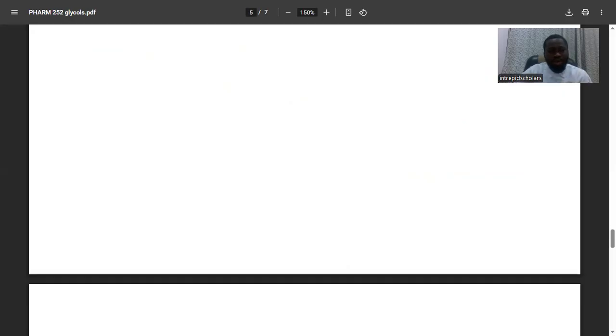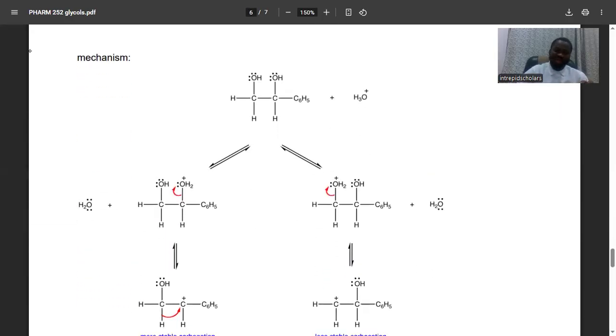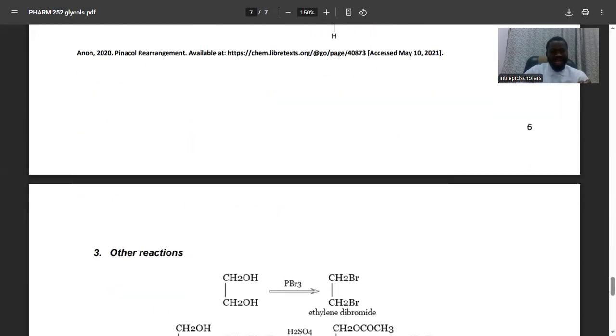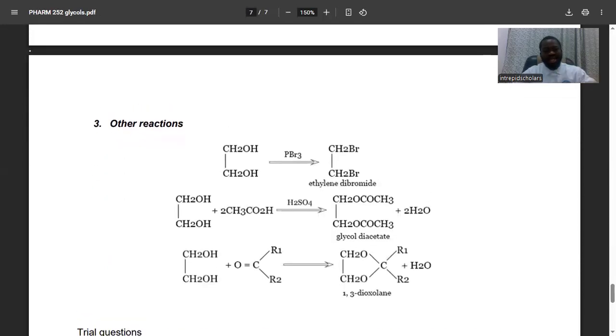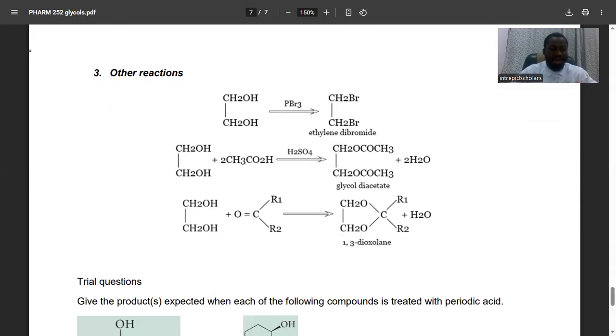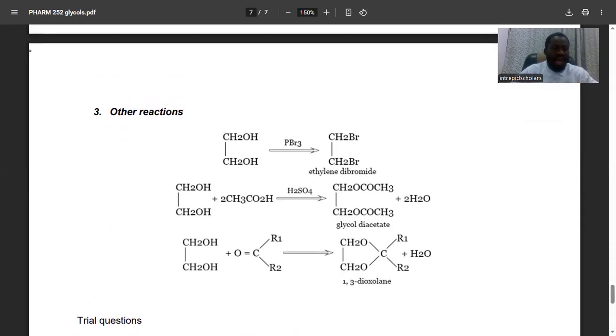Let's go and conclude the whole topic with the last step. So this is the last mechanism that we'll talk about, right? The first mechanism, we have a glycol, ethylene glycol, and then we are adding PBr3. The only thing that you're expected to know here is how we can transform the reactants to product. So the OH here will move away, OH here will move away, we'll put Br there, Br there, and then we have ethylene dibromide. That is how we do it.